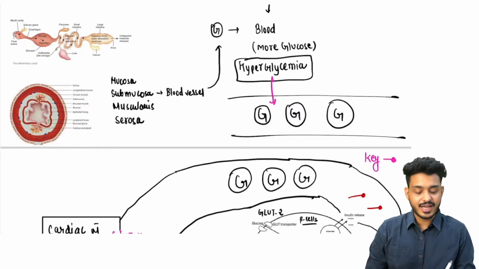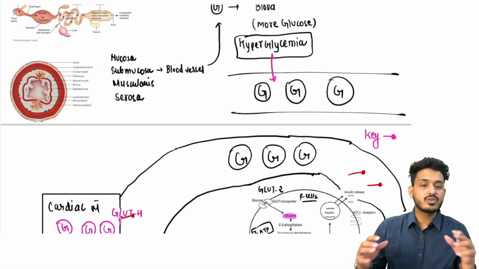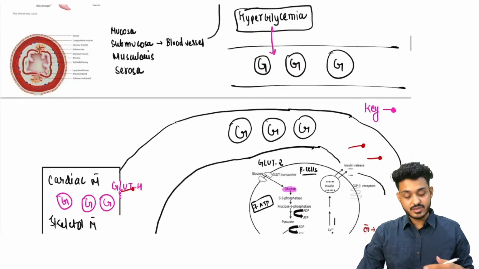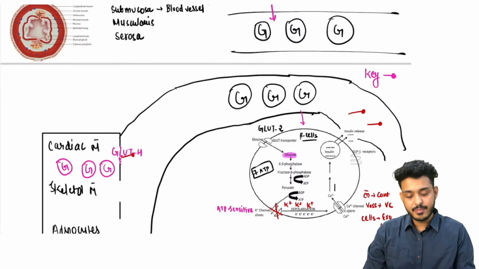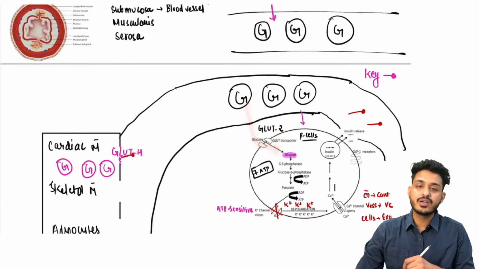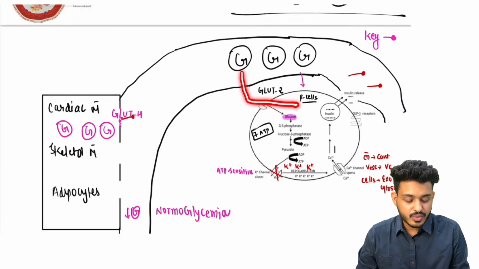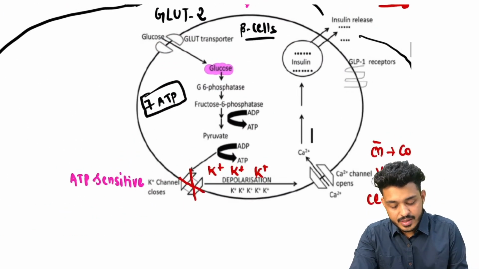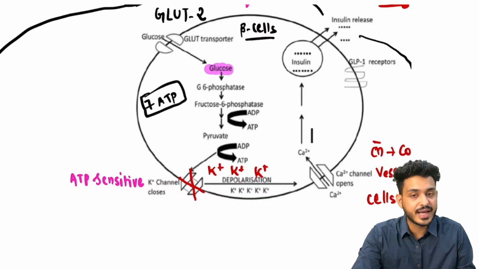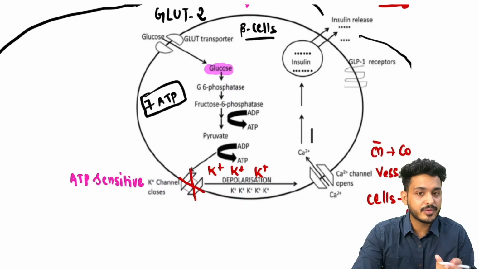As soon as you have hyperglycemia, blood is a connective tissue. This glucose will travel all around the body. It will go to your pancreas also. In the pancreas you will have beta cells, and beta cells have GLUT2, and with the help of this GLUT2, glucose can enter into the beta cells. Here the first thing is glycolysis. After glycolysis there will be the Krebs cycle, right?